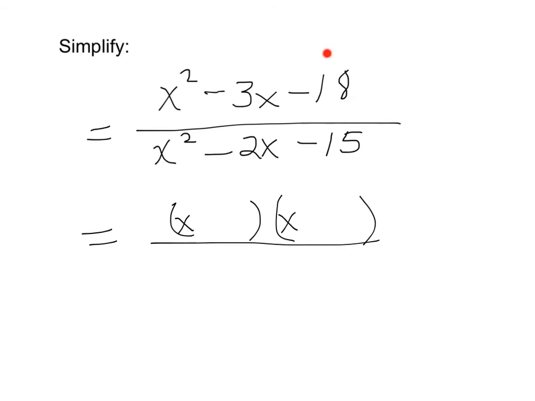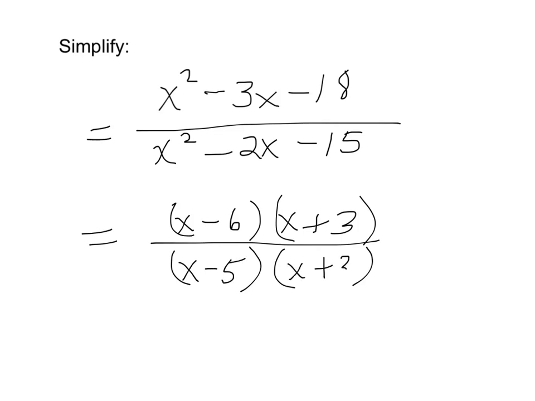Factors of negative 18 that add up to negative 3 would be a negative 6 and a positive 3. And then in the denominator, I can also find factors of the negative 15 that add up to negative 2, giving me x, it'll be minus 5 and a plus 3. And now, noting that there is multiplication in between these two, we have two binomial factors in the numerator. We have an x minus 6 and an x plus 3. And we have two binomial factors in the denominator.